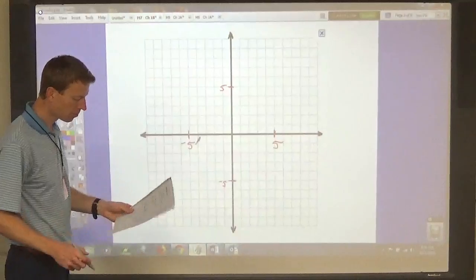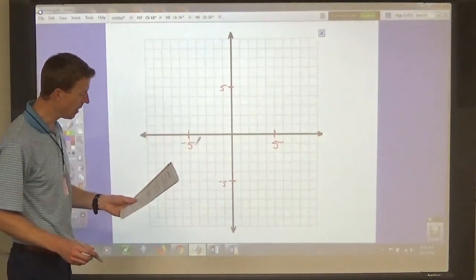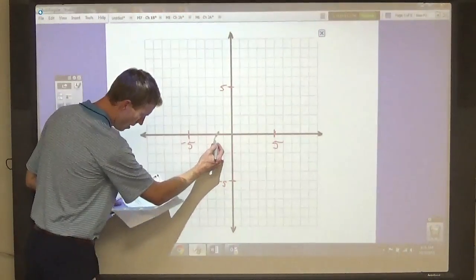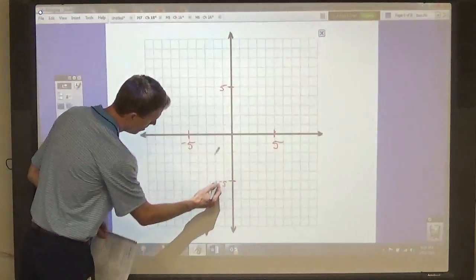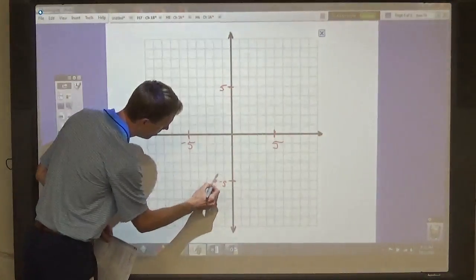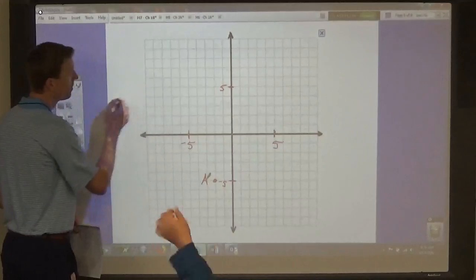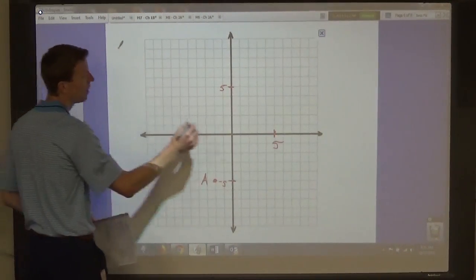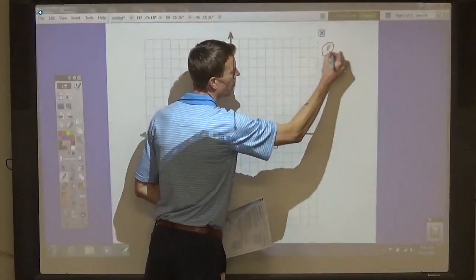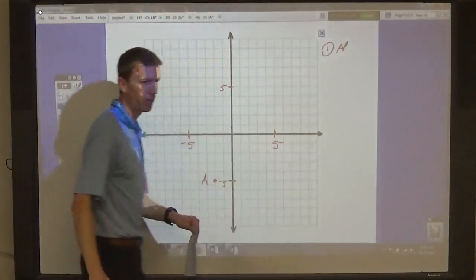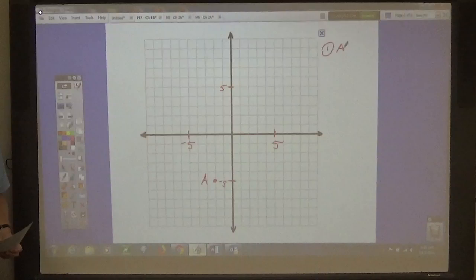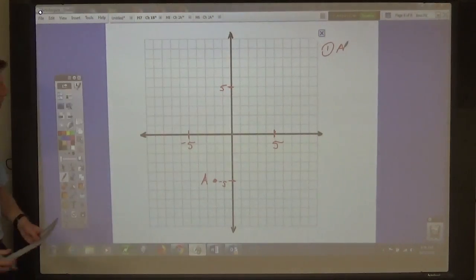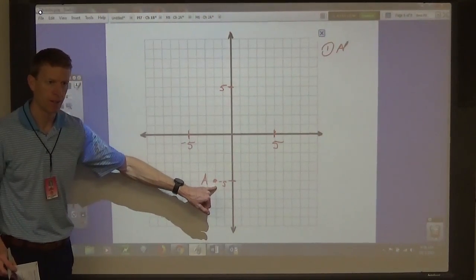So look up here instead of coloring. And look at where point A is. It is right here. So how do you write the ordered pair for that? Number 1 says, what is the ordered pair for point A? So how do you label that? How do you find the coordinates for point A?